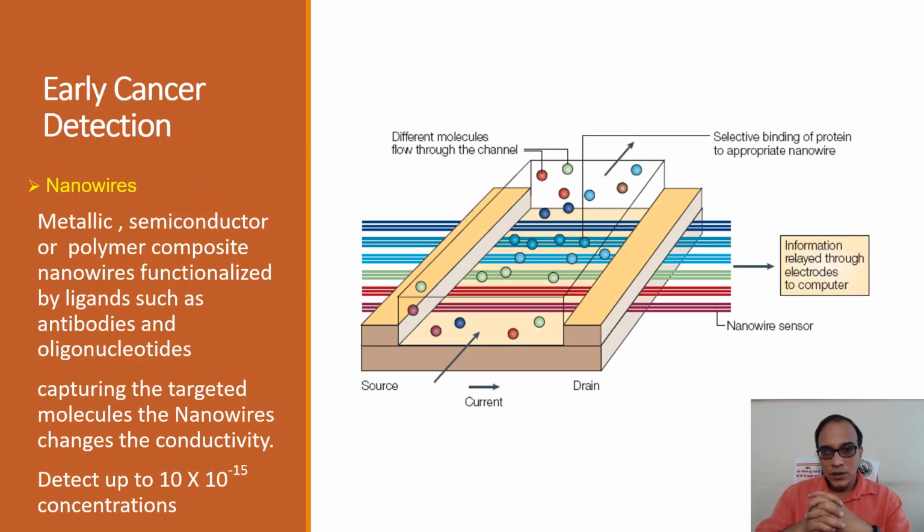Now moving to the nanowire. If you see the nanowire, as you can see in this diagram, the source enters here.